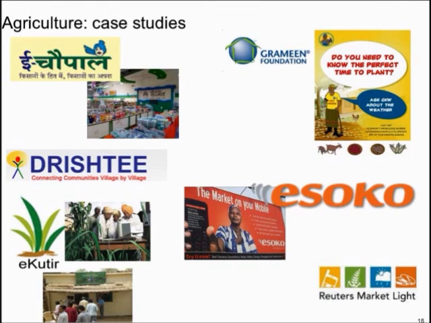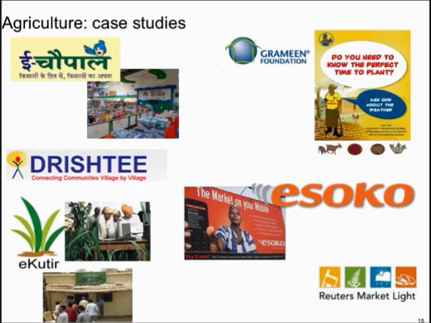Then I move to the next sector, which is agriculture. And there we looked at 5 cases, 2 direct access ones. And one of them is Esoko. Esoko improves small African farmers' bargaining power by bringing them relevant market data on their mobile phone. And they have franchises in Ghana, Nigeria, and Mozambique. Reuters Market Lite is another example of a direct access business model, and I will talk about them in the next slide in more detail.